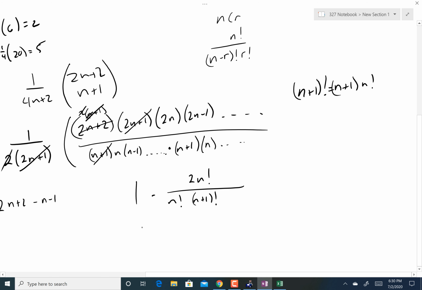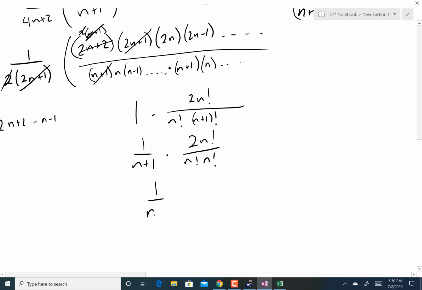So what I can do is bring over the 1 over (n plus 1) out front, and then I'll have 2n factorial over n factorial times n factorial, which is another way of saying this times 2n choose n. Okay, and because we can work it out that way, we know that it works for all of them.